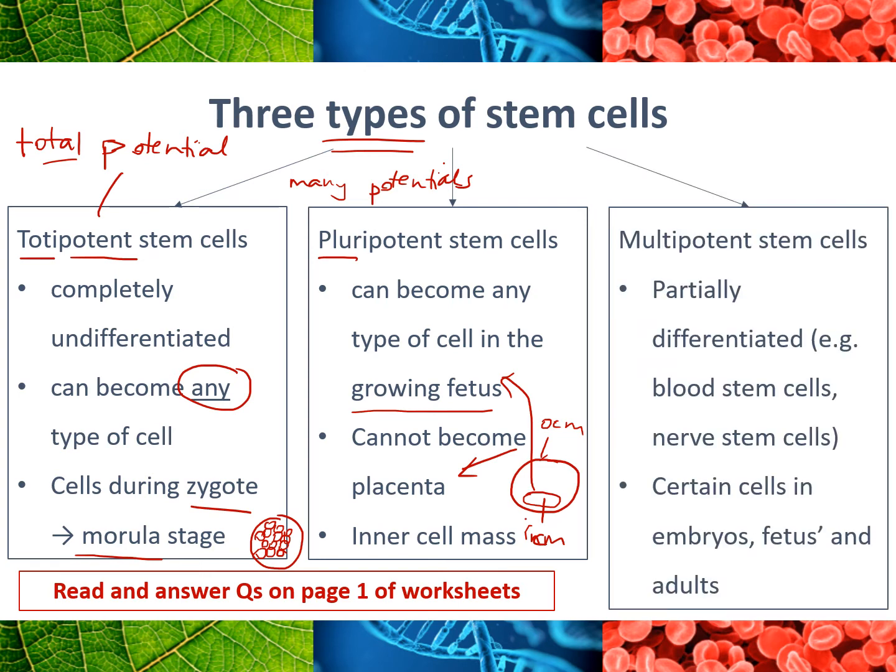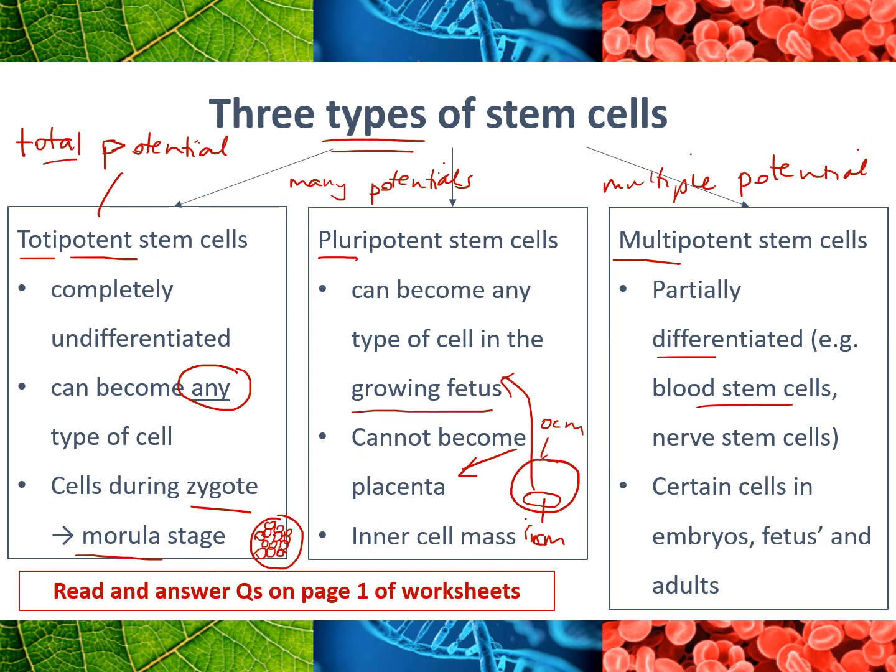And then finally, we have what's called multipotent stem cells. They have multiple potential. Not as strong as pluripotent, and certainly not as strong as totipotent. But they've still got a fair bit of opportunity to specialize. So they are partially differentiated already. These are things like blood stem cells. So they've already become blood stem cells or nerve stem cells, but they're not quite a red blood cell yet or a white blood cell yet. So they can still become either of those.